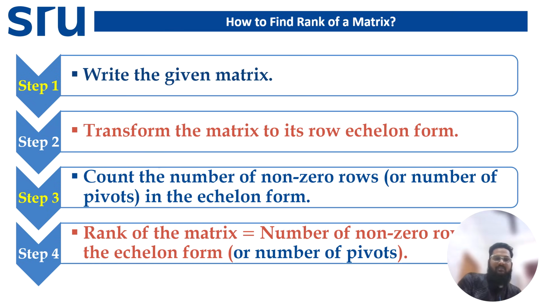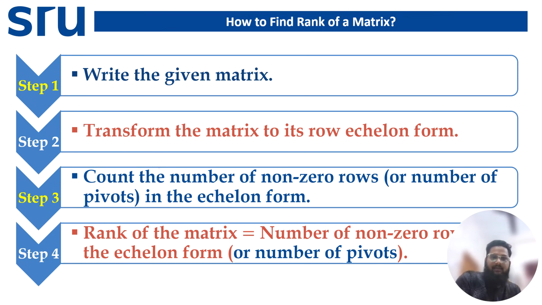Now the question is how to find the rank of a matrix. As I already discussed, the rank is the maximum number of linearly independent row vectors or column vectors. We are going to use the concept of row vectors throughout the lecture. To find the rank of a matrix, you have to write the matrix and reduce, or convert, the matrix to row echelon form. What is row echelon form? We have already discussed it in the last lecture.